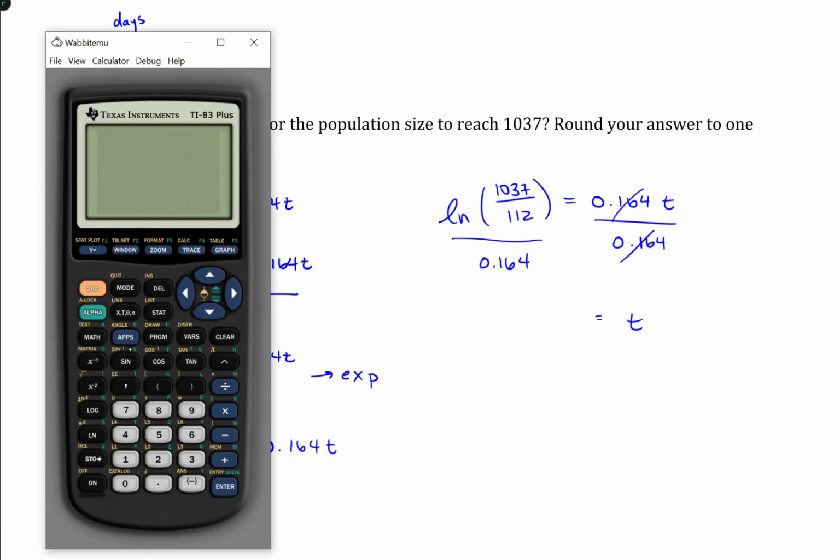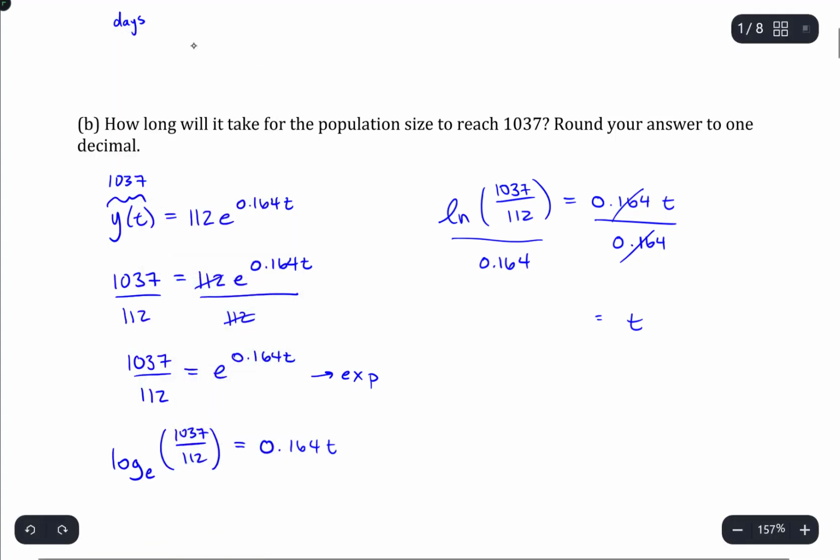So in the calculator, we can evaluate now. We can say this is the natural log of 1037 divided by 112. And this is all inside the logarithm, so I'm not closing parentheses too early here. Then that will get divided by 0.164. So that gives me 13.57. And it said to round to one decimal, so that would be 13.6. And then that's measured in days.